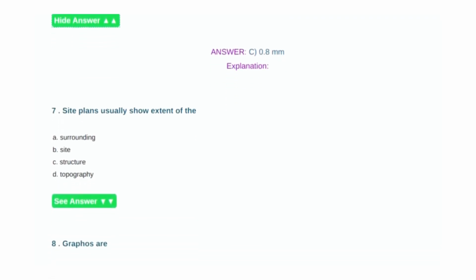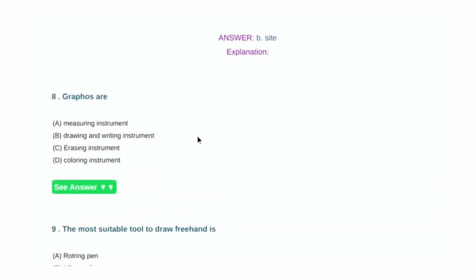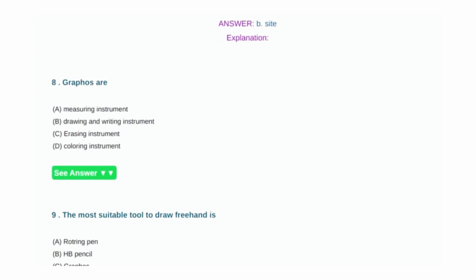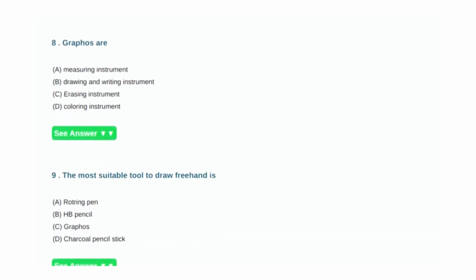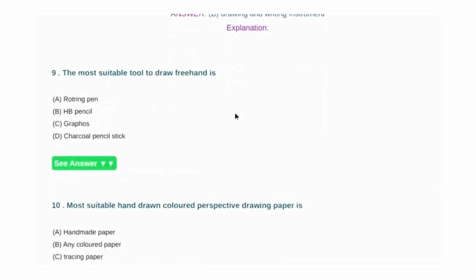Site plans usually show the extent of surrounding site structure topography. Graphodes are: measuring instrument, drawing and writing instrument, erasing, coloring. Right answer will be graphodes. Option B, drawing and writing instrument.